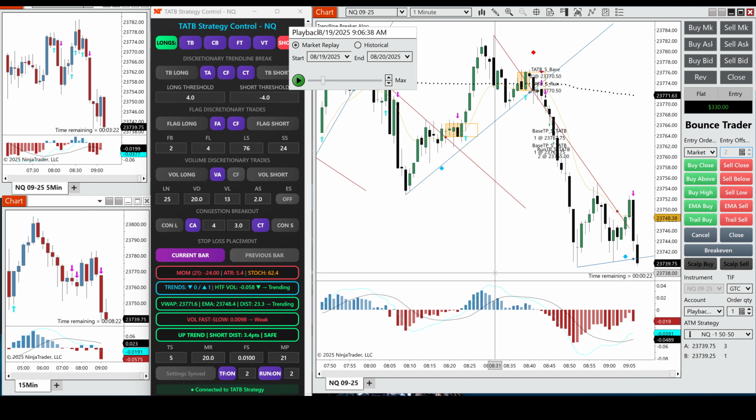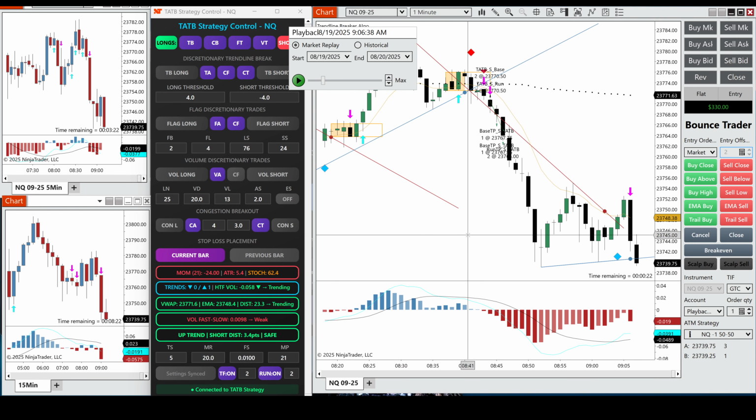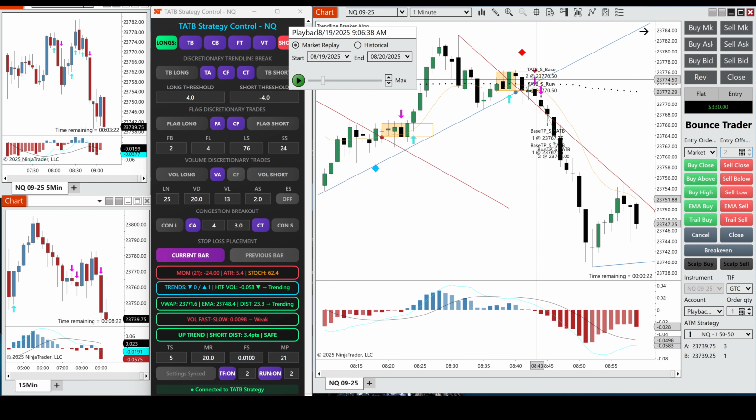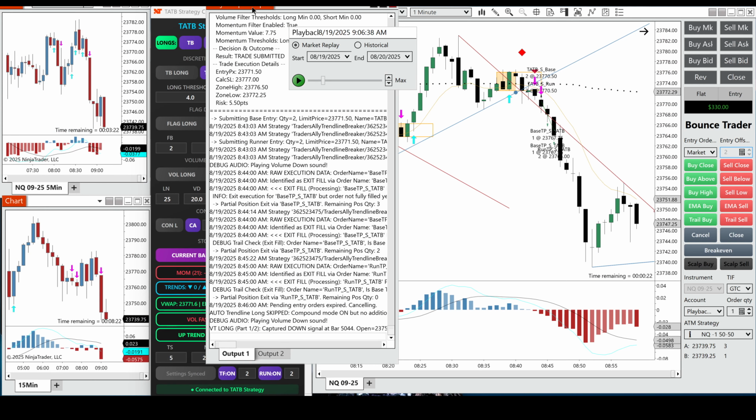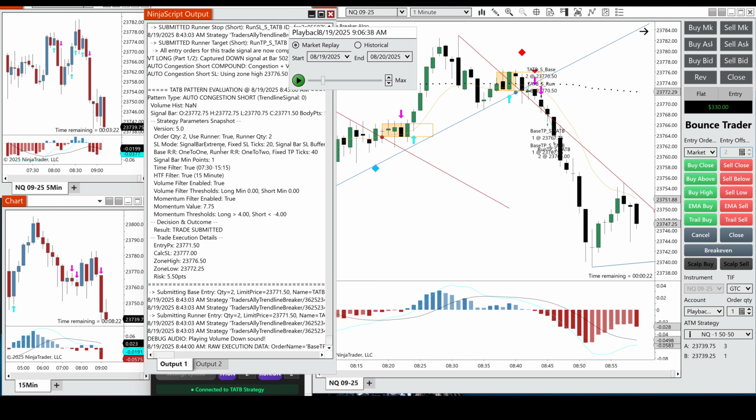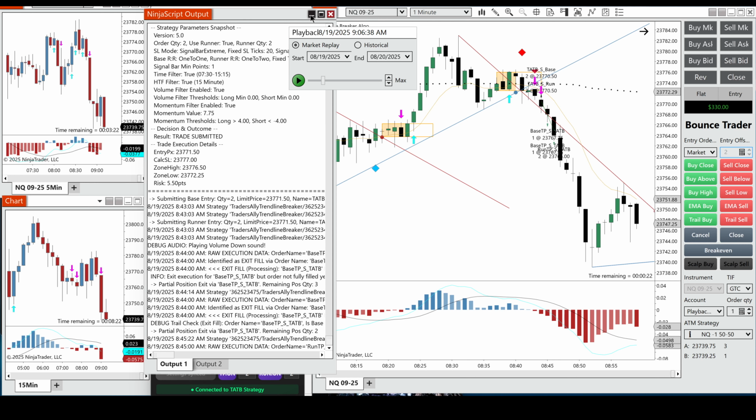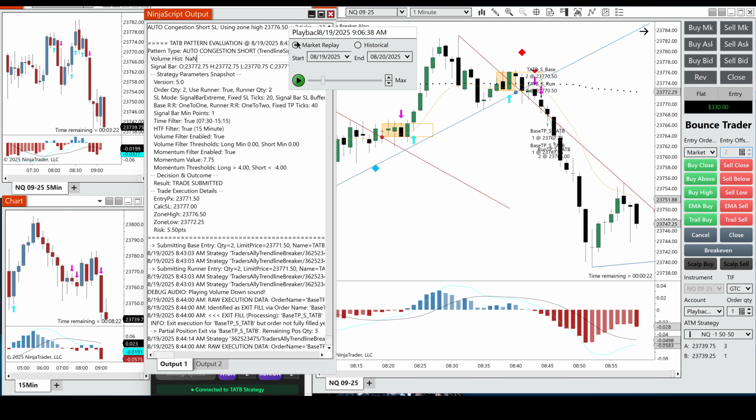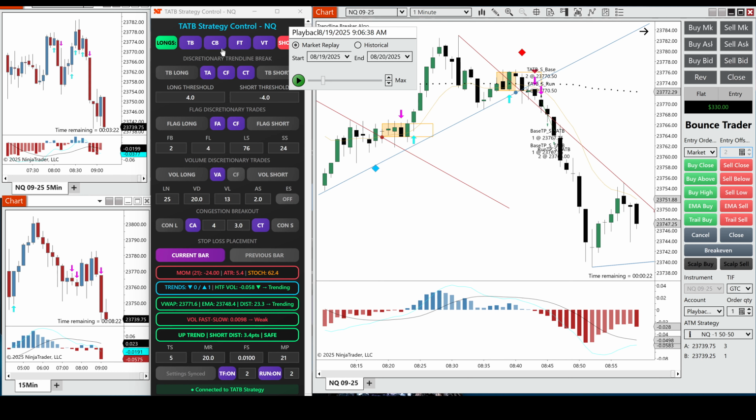So let's go over this trade. Now you cannot tell which one it was from the chart. I will update that in the future. But what you can do is open NinjaScript output, and you could see that it says auto congestion short. That's how you would see which trade that was. So this was the congestion short. So it was this congestion breakout.